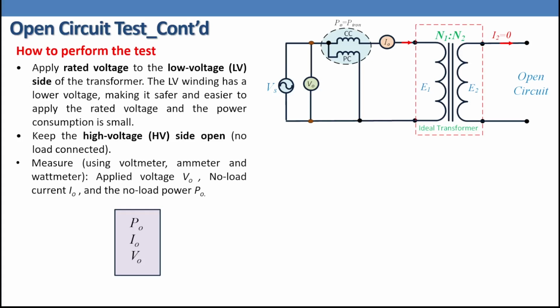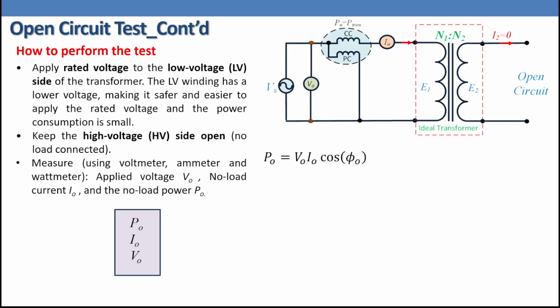Since the transformer is operating under no-load conditions, the current drawn from the source is very small, and the wattmeter reading mainly represents the core or iron loss of the transformer. These measured values are then used to determine the no-load power factor and to calculate the magnetizing branch parameters R core and XM. So the following equations hold.